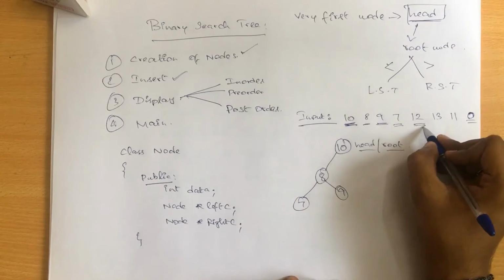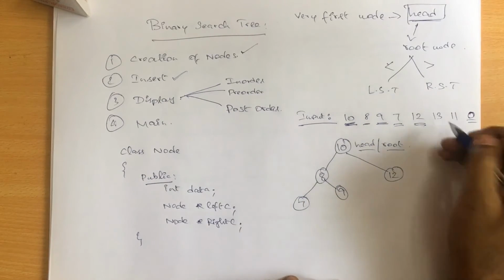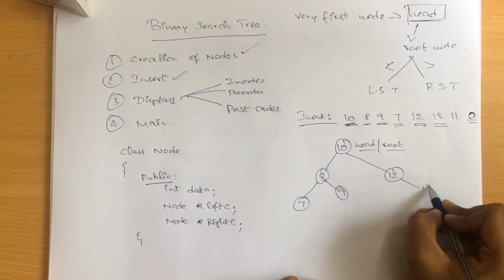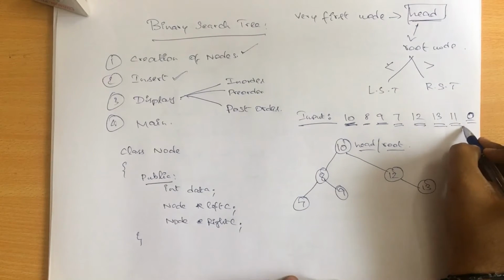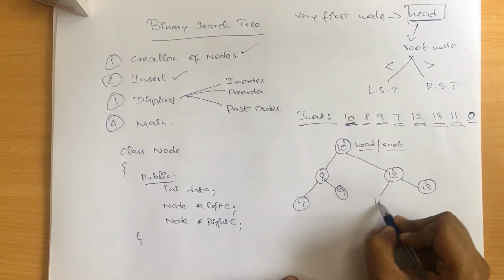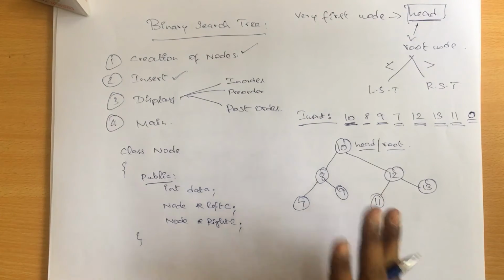Same way, now it's 12. So 12 is greater than 10, so it will be over here. Followed by that I have 13. 13 is greater than 10, also greater than 12, so it should be over here. When it comes to the next value 11, 11 is greater than 10 but lesser than 12, so it will be over here. So this is how the entire program execution is going to work, and we have to write a lot of logic for this.